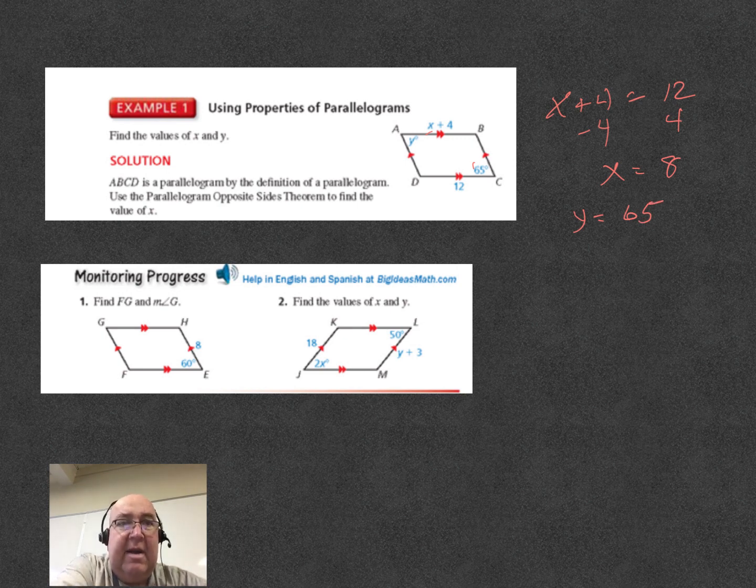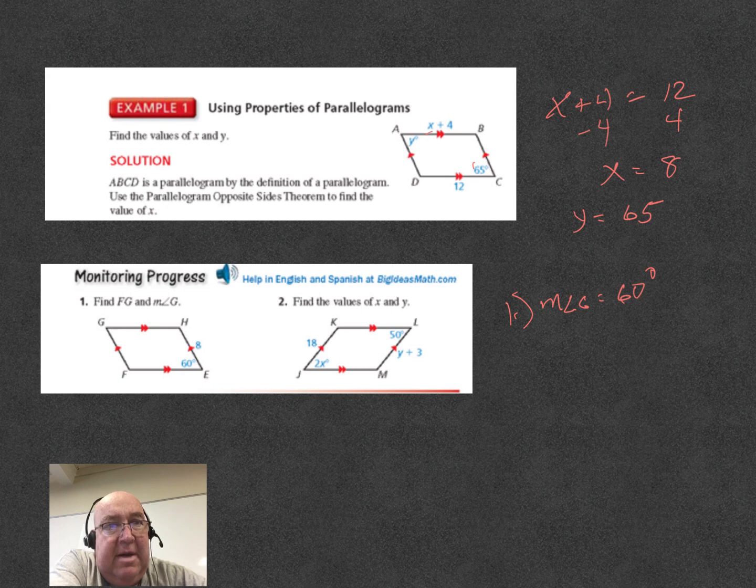Problem number 1, we want to find the measure of angle G. So the measure of angle G is going to be 60 degrees because we're using the opposite angles.